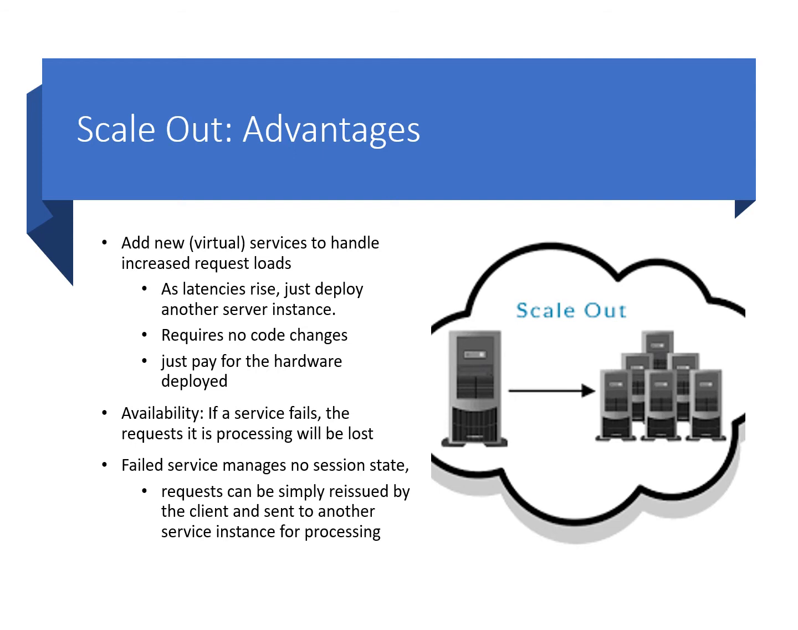Scaleout has another highly attractive feature. If one of the services fails, then the requests it is processing when it fails will be lost. But as the failed service manages no session state on behalf of the client, these requests can simply be reissued by the client when it receives an exception. And the load balancer will send this request to another service instance for processing. This means the application is resilient to failures in the service software and hardware, thus enhancing the application's availability. Availability is a key feature of distributed systems, and one we'll discuss in depth in later sections.